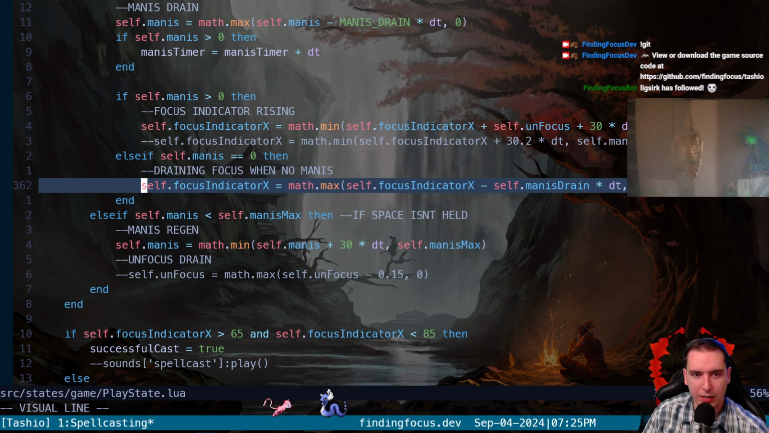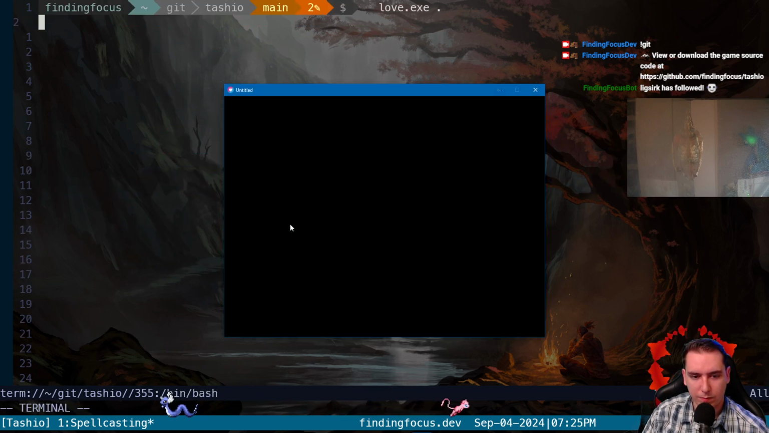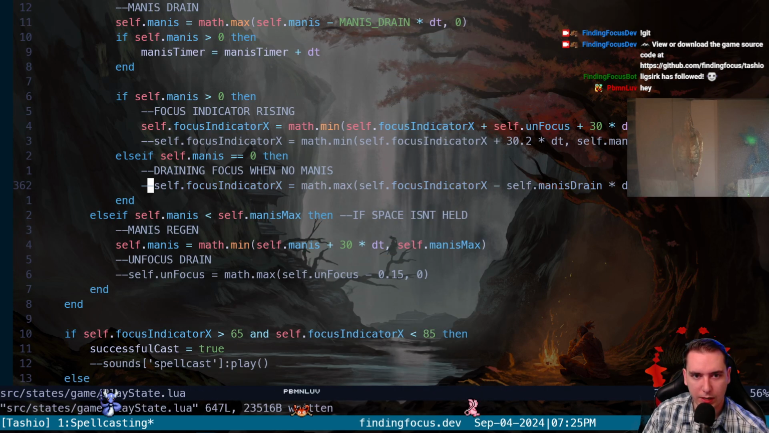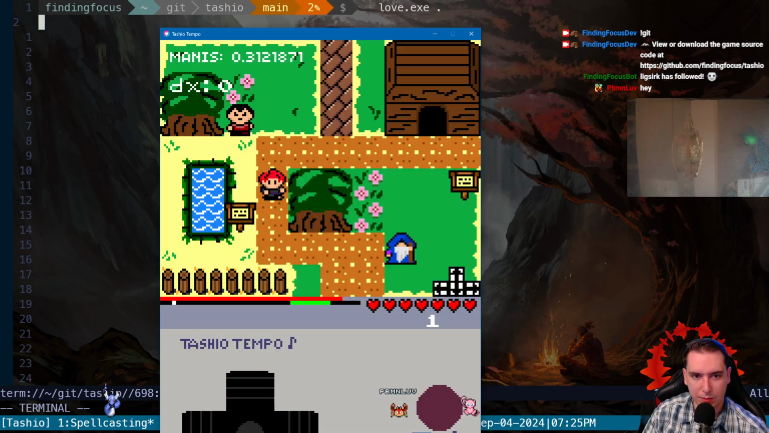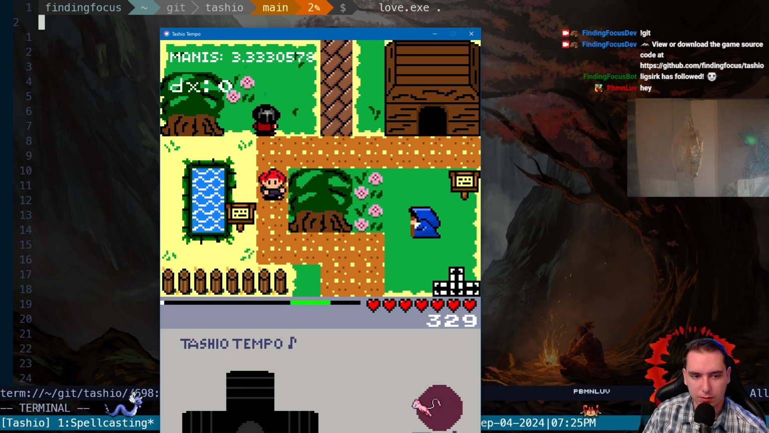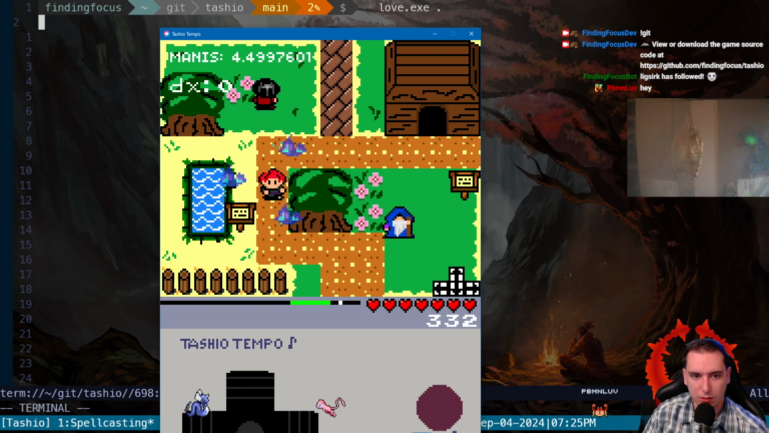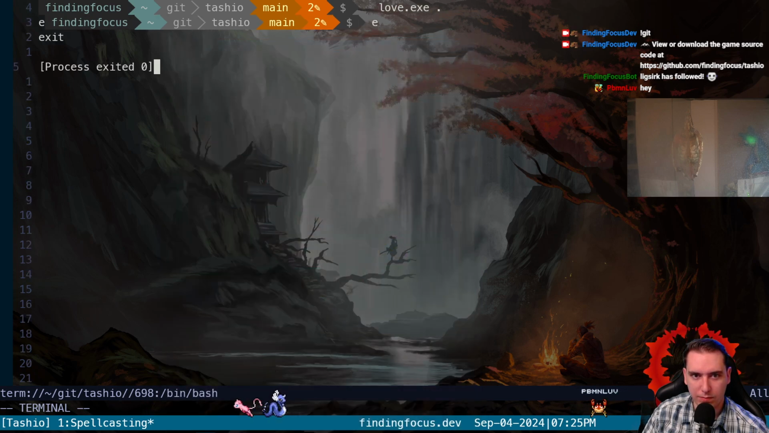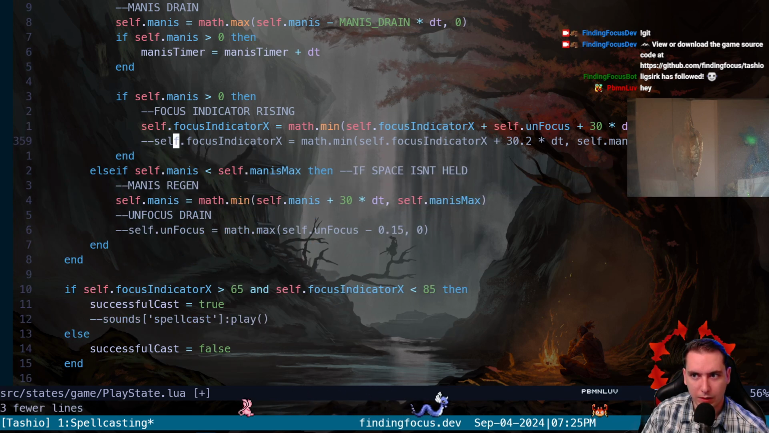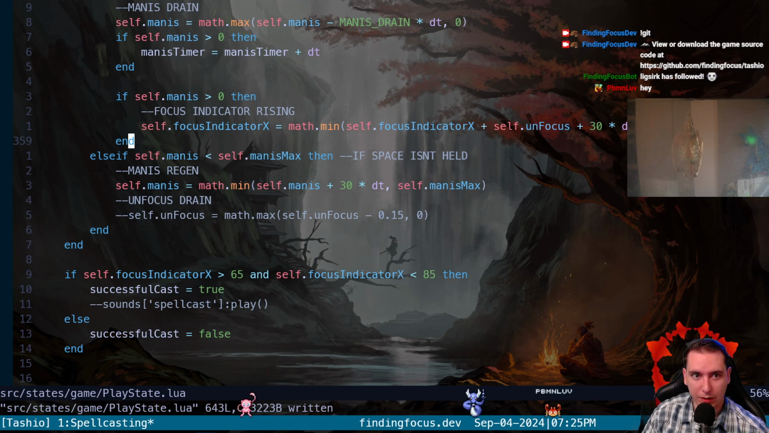So the focus indicator, let's watch the focus indicator when we drain all our Manus and space is still held. Because it should go down to 0, and it does. Okay, so I feel like we just don't need this. I'm literally just gonna straight up delete it. I'm not gonna comment it out and come back to it if we need it. We can do it better if we need to.